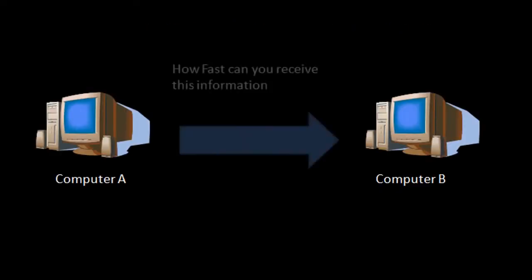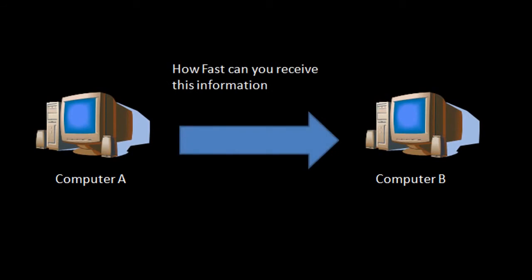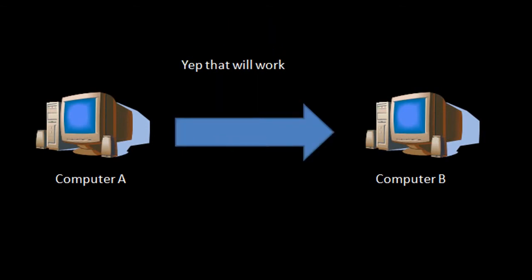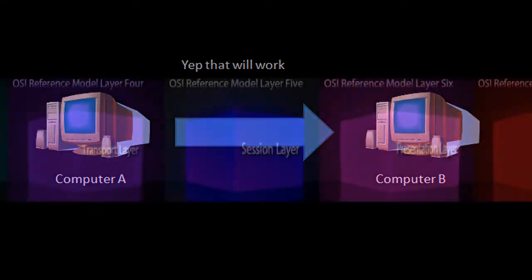What happens here is computer A says, I've got some information to send you. How fast can you receive this information? Computer B then says, I have this network interface card and it can go up to 100 megabits per second. Can you do that? Computer A then agrees or disagrees. Layer 5 doesn't require knowledge of the exact application. All it cares about is the data present to pass along down the channel.